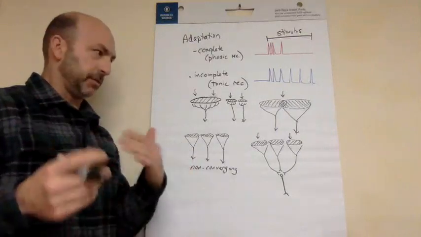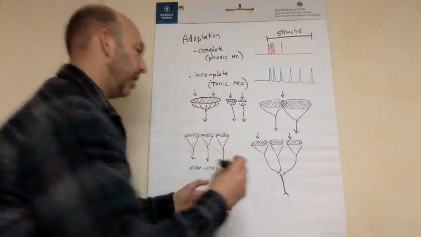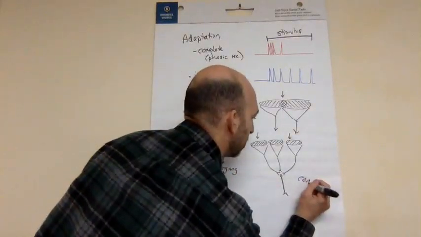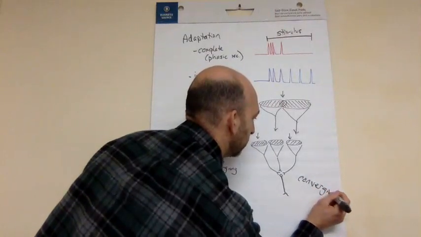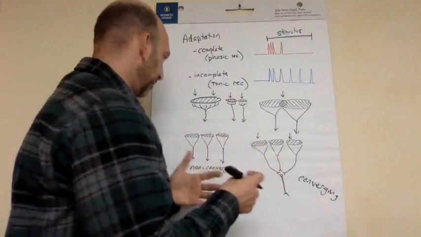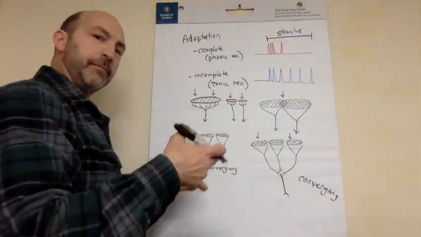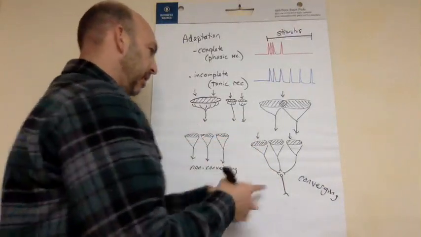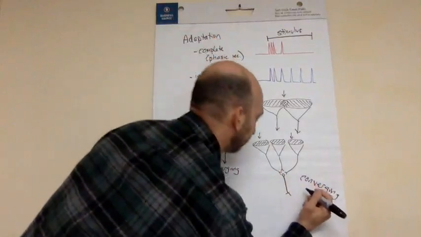So converging, so let's emphasize the key points here. So converging pathways, right? We talked about this with neuronal pools, converging, right? When the neurons come together, sending more focal input to a smaller number of targets.